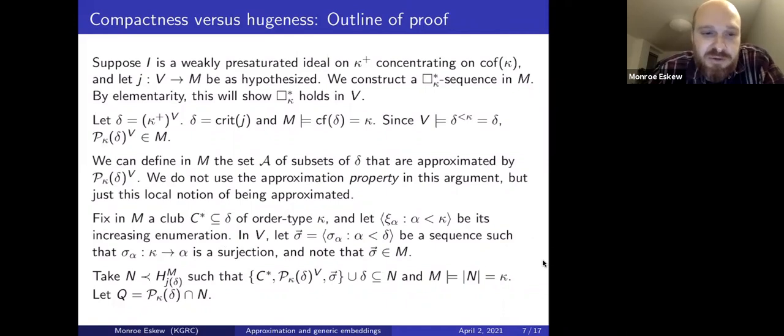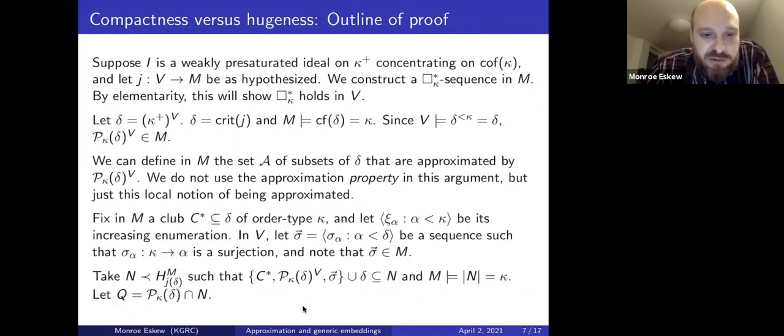Okay, so the next step is in M, of course, delta has cofinality kappa. So just fix a club in delta witnessing this. I give some names to things, but I won't actually need to refer to them. But also we're fixing a sequence of surjections from kappa onto the ordinals of cardinality kappa. And by the same reason as P kappa delta of V is a member of M, also this sigma vector is a member of M.